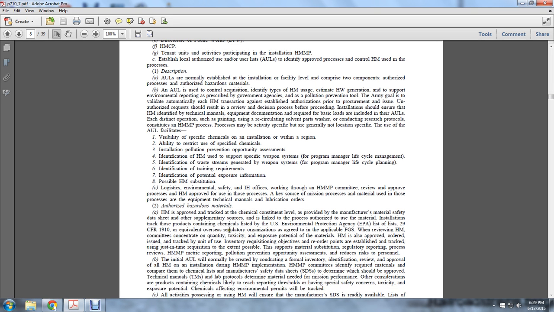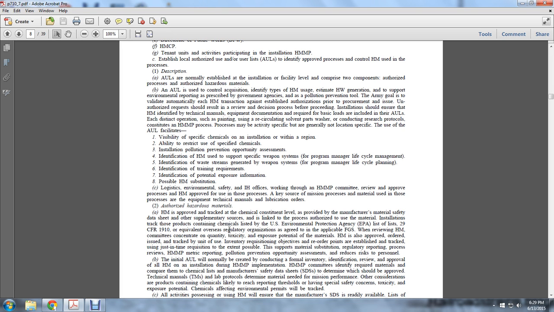2. Authorized hazardous materials. The hazardous material is approved with the tracked chemical constituents at the level provided by the manufacturer's material safety data sheets. Other supplementary sources are linked to the process that authorizes the use of the material. Installations track those products containing the chemicals listed in the U.S. Environmental Protection Agency list of lists, 29 Code of Federal Regulations 1910, or the equivalent overseas regulatory organization, as agreed to in the applicable final governing standards.